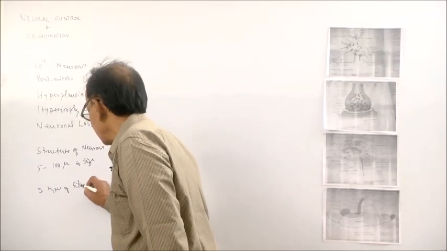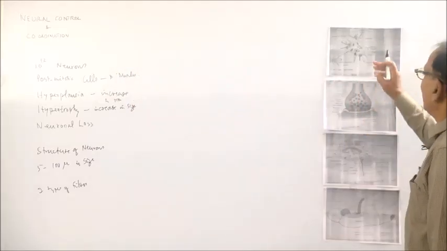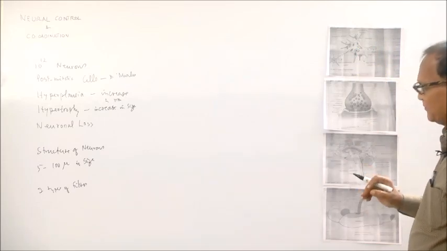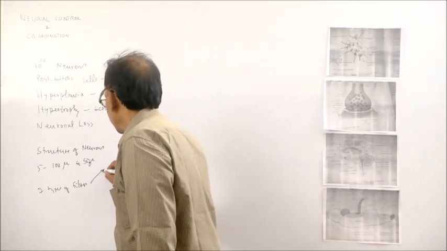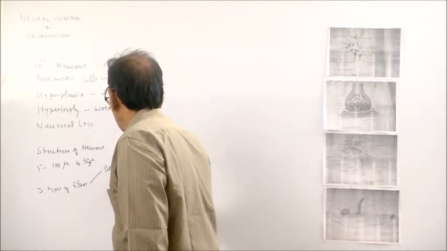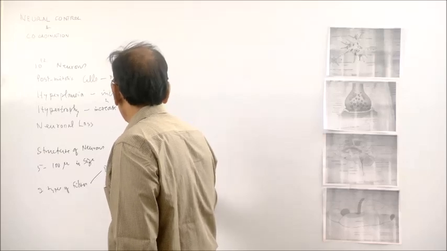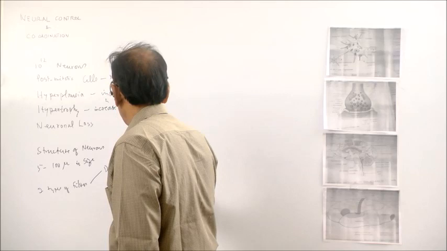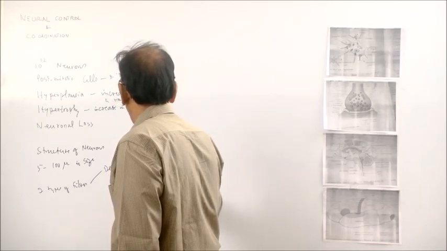Now, one is large in number and branched. Large in number and branched, they are called dendrites. So dendrites are large in number as well as they are much branched.